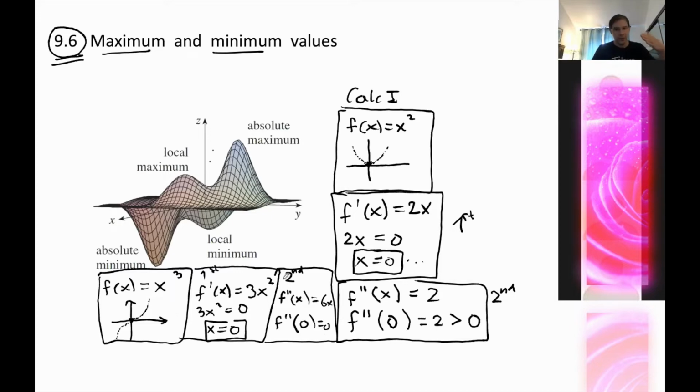So when the second derivative at the critical point is equal to 0, then anything could happen. The test is inconclusive. We'll have to use different methods to test this. Okay, so that's what we know.